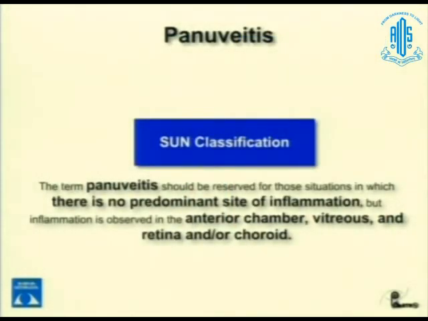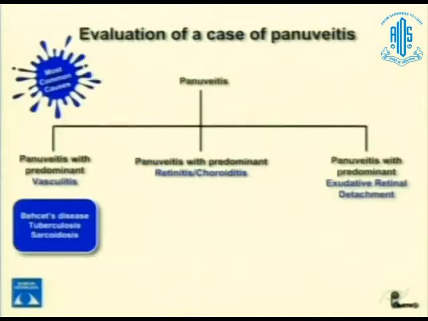So the term pan uveitis, as I told, means there is no predominant site of inflammation, but there will be a lot of inflammation observed in the anterior chamber, posterior chamber, and retina and vitreous. If you see a case of pan-uveitis, it can present broadly as three types. First, it can present as predominant vasculitis. There will be vitreous and anterior chamber reaction, but the predominant feature will be vasculitis. In that case, think about the most common three causes: Behçet disease, tuberculosis, sarcoidosis.